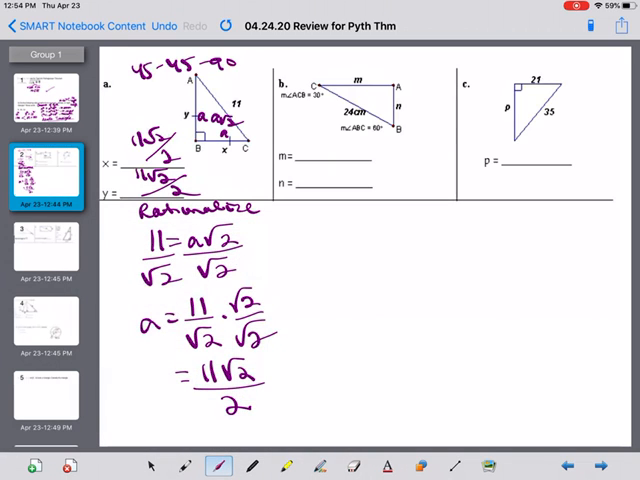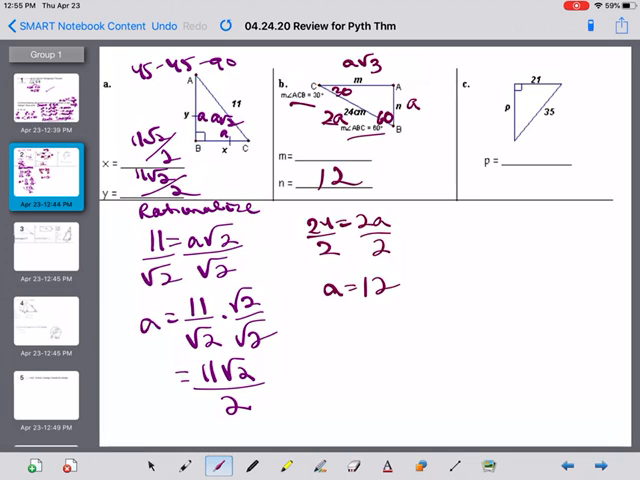Letter B is a 30, 60, 90 right triangle because they told you the angles. Remember, if they don't tell you the angles, do not assume the measurements. So that would be a radical 3 is the longer leg, and then the hypotenuse is 2a. It's easy to get those mixed up. So 24 is the 2a. Divide by 2, a is 12. So that's n. And then therefore the longer leg is 12 radical 3.